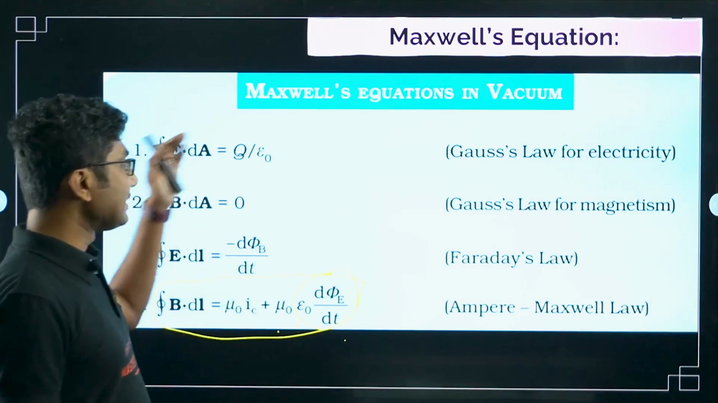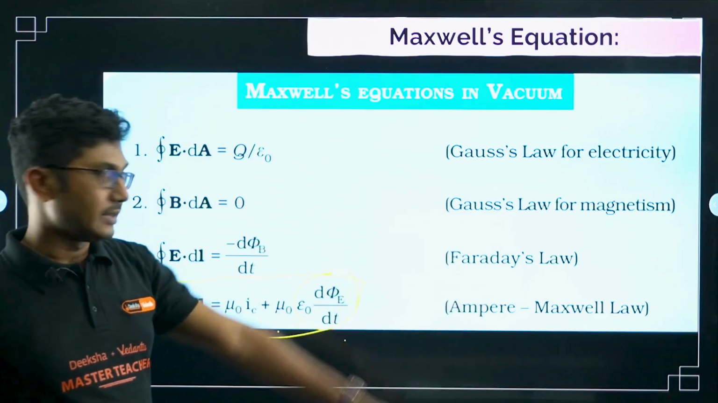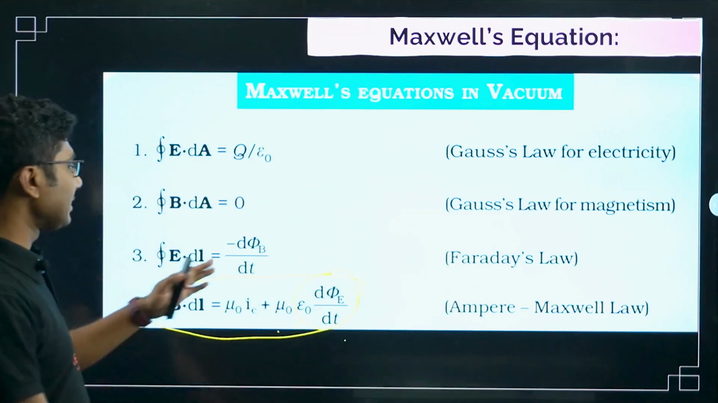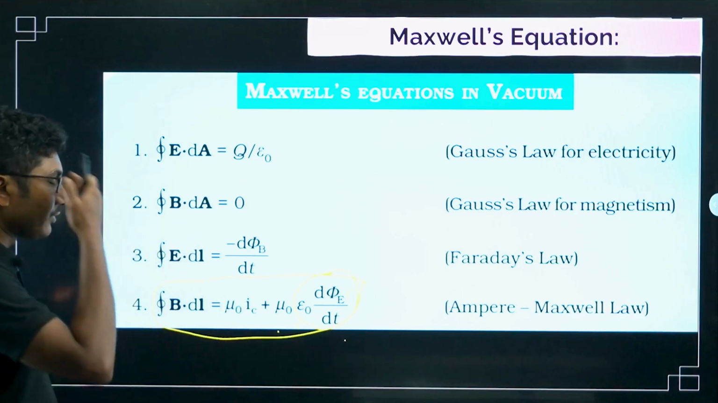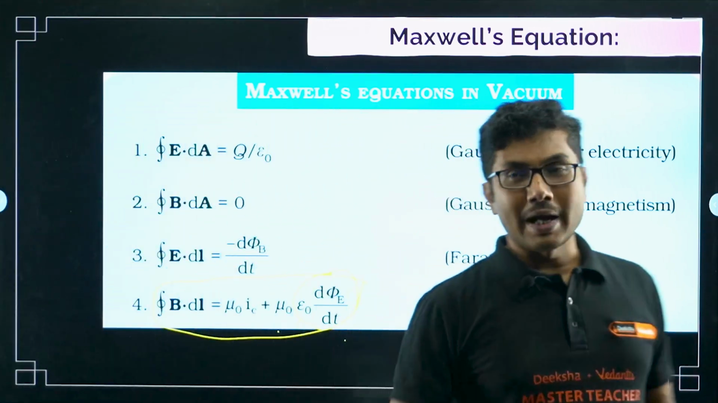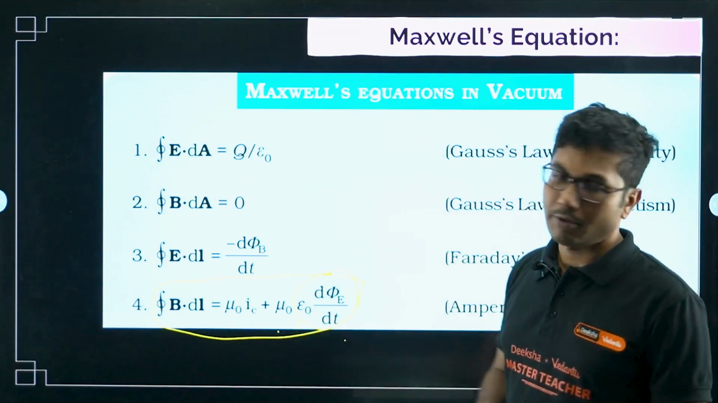Now this is Gauss's law of electromagnetism, this is Gauss's law of magnetism, this is Faraday's law of electromagnetic induction, and this is the Faraday-Lenz law actually, and this is the Ampere-Maxwell law. Now when you combine these four equations, you don't need to remember everything, only this equation is important, okay?